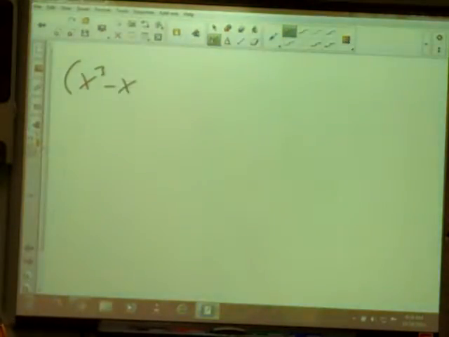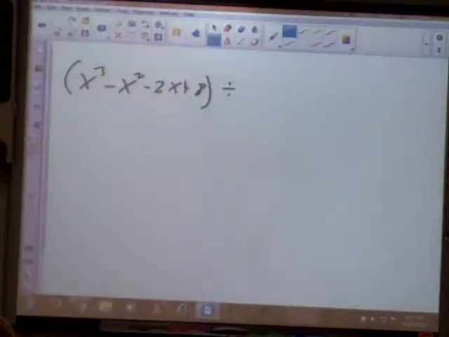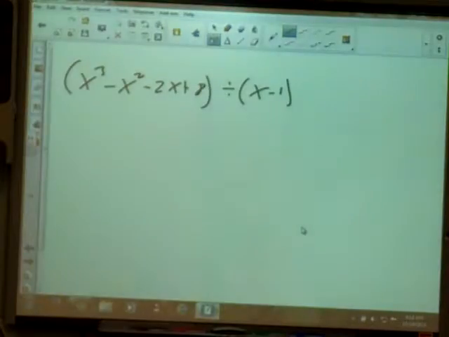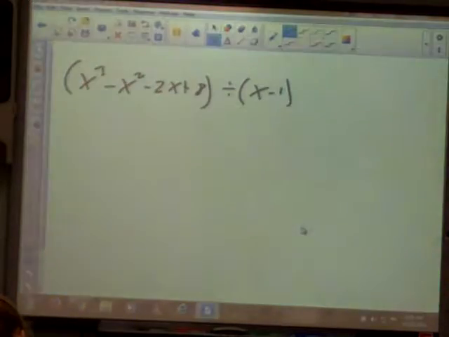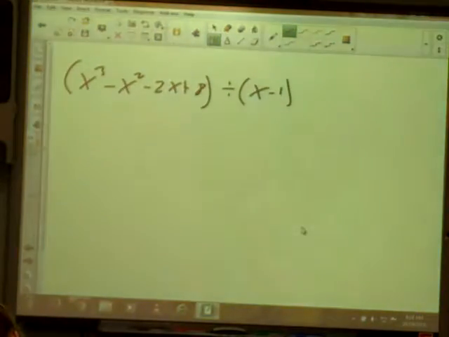x cubed minus x squared minus 2x plus 8. I want to divide that by, use the other division sign this time, x minus 1. Alright, so this one's actually a little bit easier than the first one. We do the hard stuff first in here. Is what's going to go outside the box? Still going to do long division on this one.